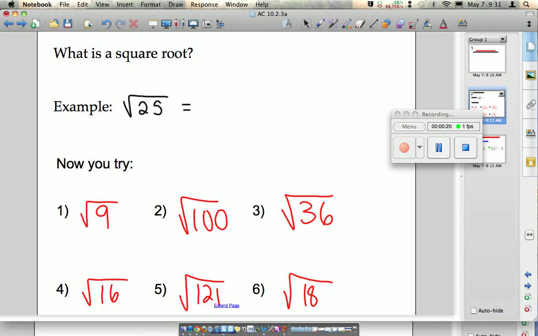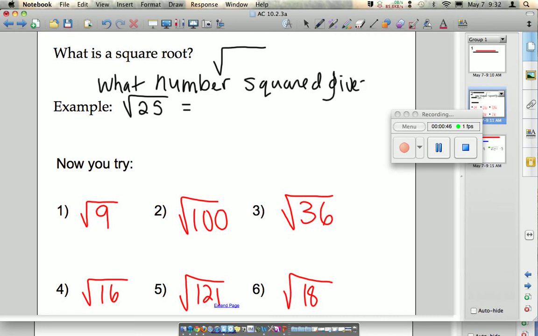This is the first example. This says square root of 25. The symbol means square root. And what a square root is, it's the opposite of squaring. This question is asking here, what number squared gives an answer of 25?